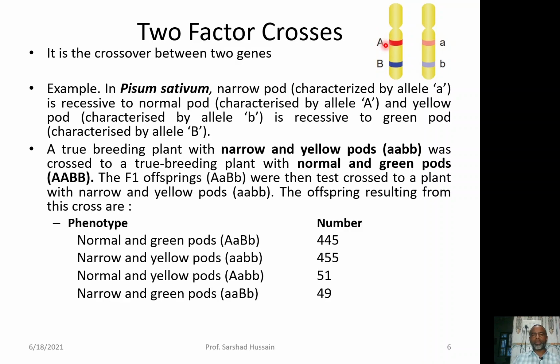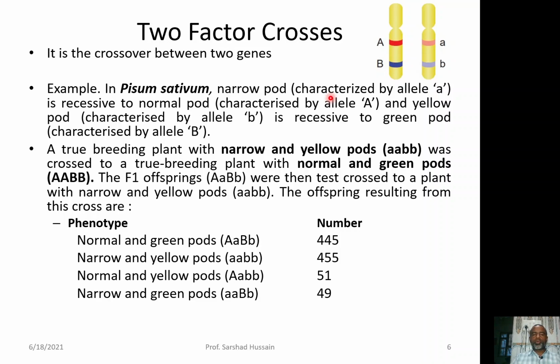So, you are having the shape of the pod, either it is narrow or it is normal, and this is recessive, this is dominant. And you may have the yellow pod, which is represented by small b because it is recessive, and then you are having the green pod represented by capital B. So, again, you are having the shape of the pod and the color of the pod. Shape of the pod over here is narrow and normal, and color of the pod is yellow and green. Now, this is dominant, this is recessive.